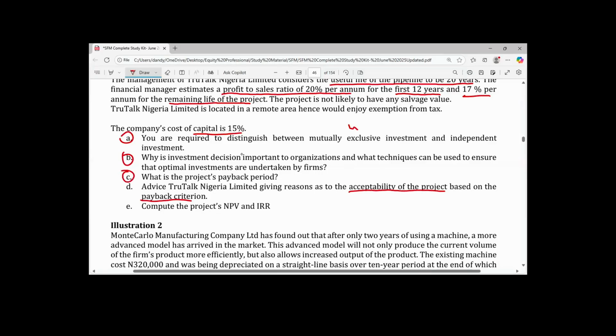Number C, the examiner is asking you, what is the project payback period? So this is where you have calculation. You want to calculate payback period. And I told you that payback period is the period, usually expressed in years, in which it takes cash inflow to equate cash outflow in capital investment. Of course, payback period is a measure of liquidity. You want to know how quick, how soon can the company recover the initial investment.